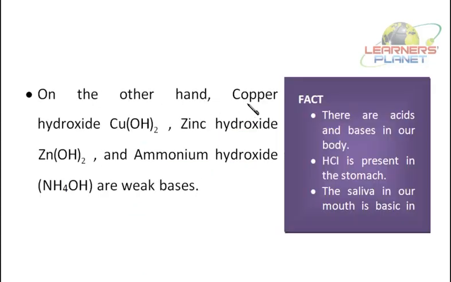Now there are bases like copper hydroxide, zinc hydroxide, ammonium hydroxide, which are weak bases. They are not corrosive. So the bases like copper hydroxide, zinc hydroxide, ammonium hydroxide are not strong bases or corrosive in nature. They are weak bases. Now students, do you know there are acids as well as bases present in our body? Acid, that is hydrochloric acid, is present in our stomach.